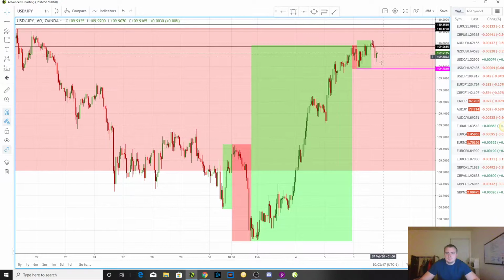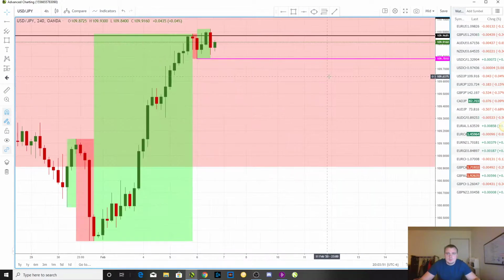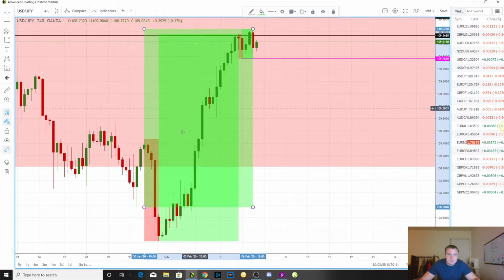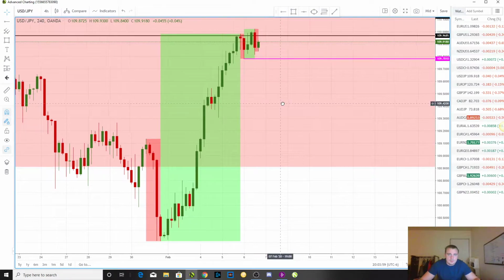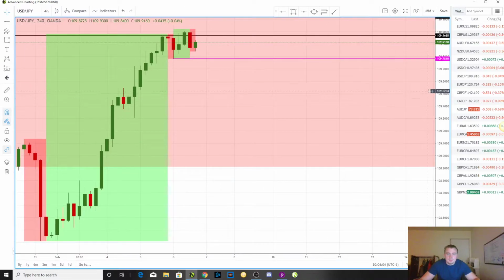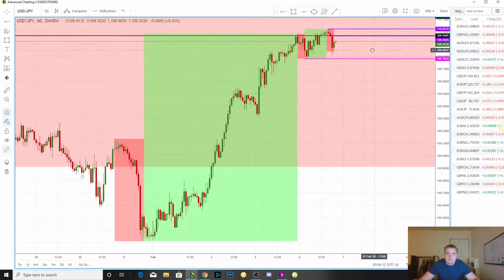So dollar yen. We do have to close below here. We have the daily level, so a close below there, below the pink line, that'll be a signal to go short. Probably look at this level right here. That's where I'd be looking.